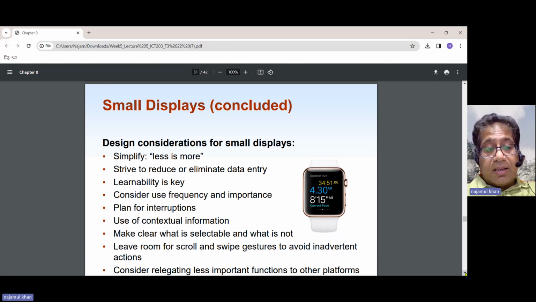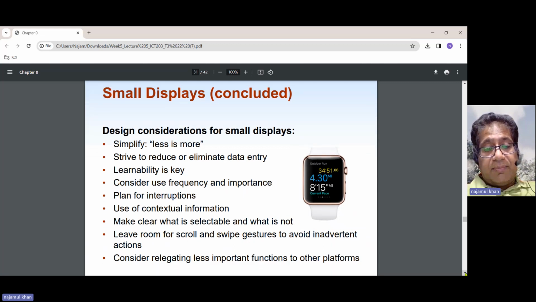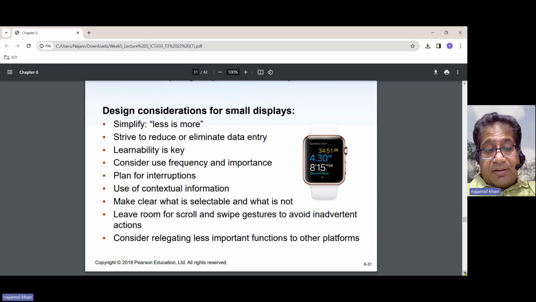Learnability is key. Consider use frequency and importance. You can plan for interruptions, use contextual information, and make clear what is selected and what is not. This is important as well. Leave room for scroll and swipe gestures to avoid inadvertent actions. Because the displays are small, this has to be simple and easy to use.